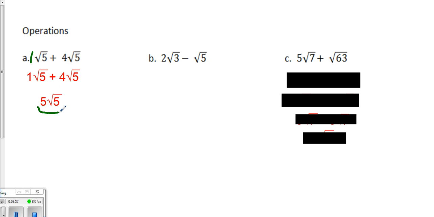So this would be the most simplified way to say square root of 5 plus 4 square roots of 5. Now if we have 2 square roots of 3 minus the square root of 5, again, these don't match.